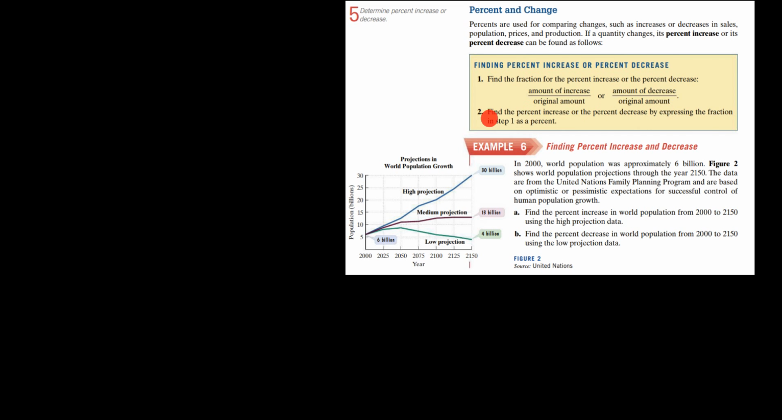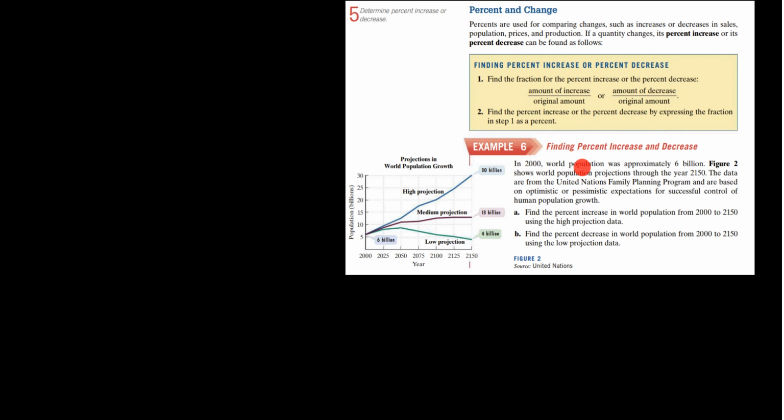And then step 2, find the percent increase or the percent decrease by expressing the fraction in step 1 as a percent. So we're going to take that decimal form and move the decimal place over, and then express it as a percent. So let's begin. Example 6.